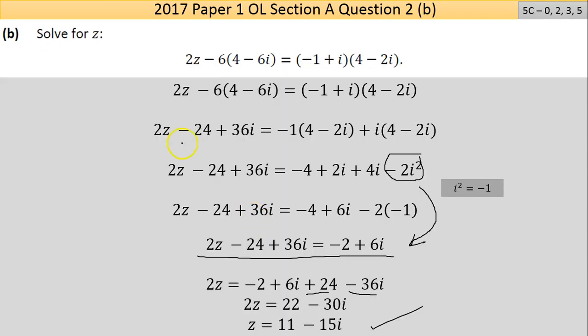So that's the end of question B. I'll leave it at that because we're running up to 12 minutes. And thank you, and see you on question 3.